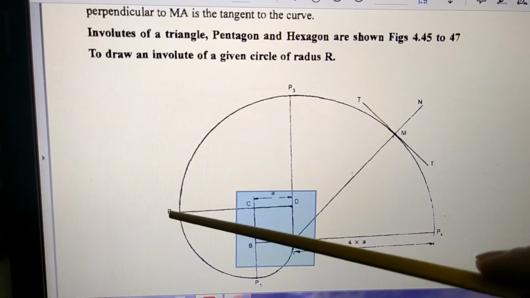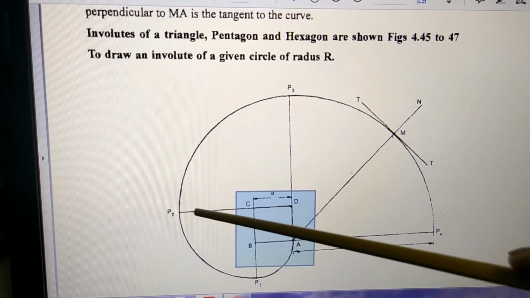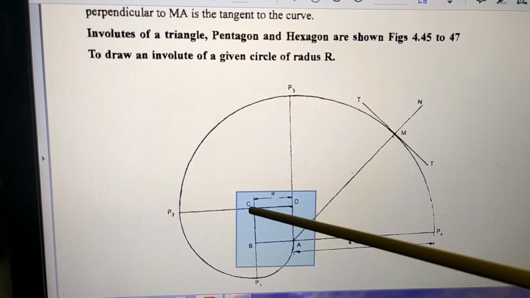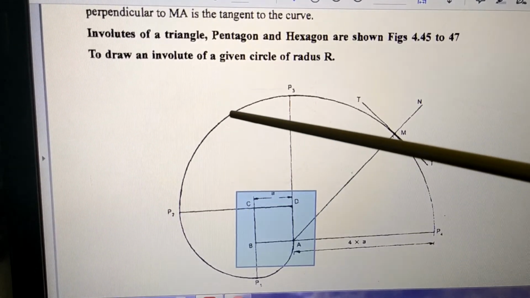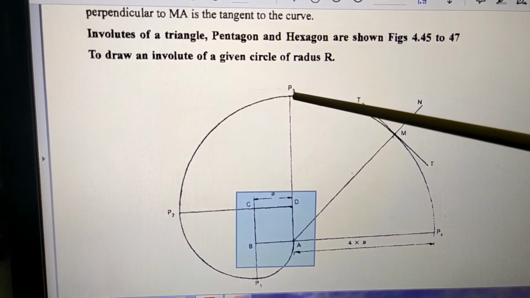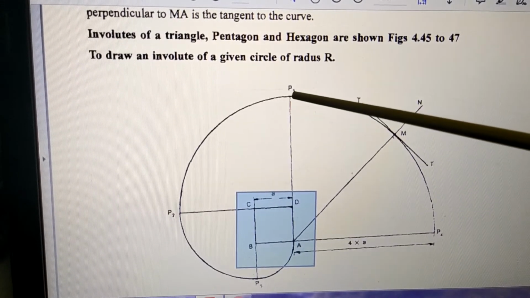Now when the thread goes further, the radius of the thread is going to be this much, because now the center is shifted from C to D. So this much radius will move like this. Okay, so again you take center here and you draw a circle like this. So your circle will come up to here.